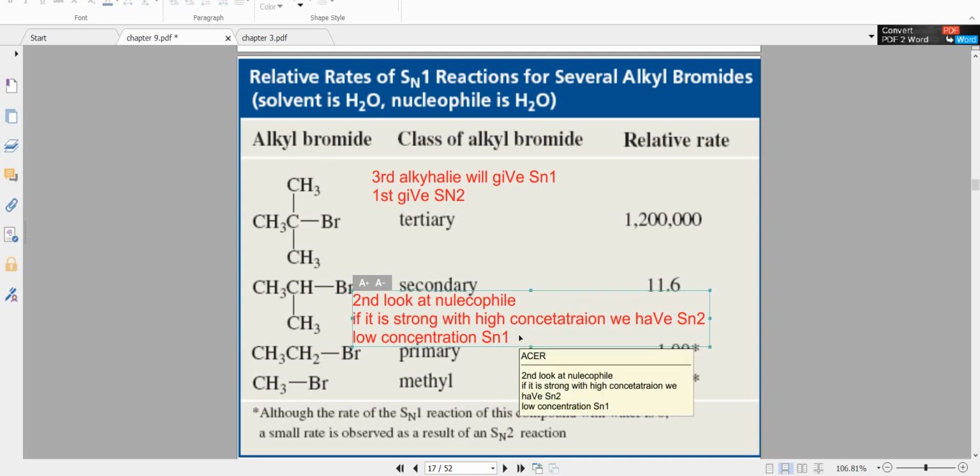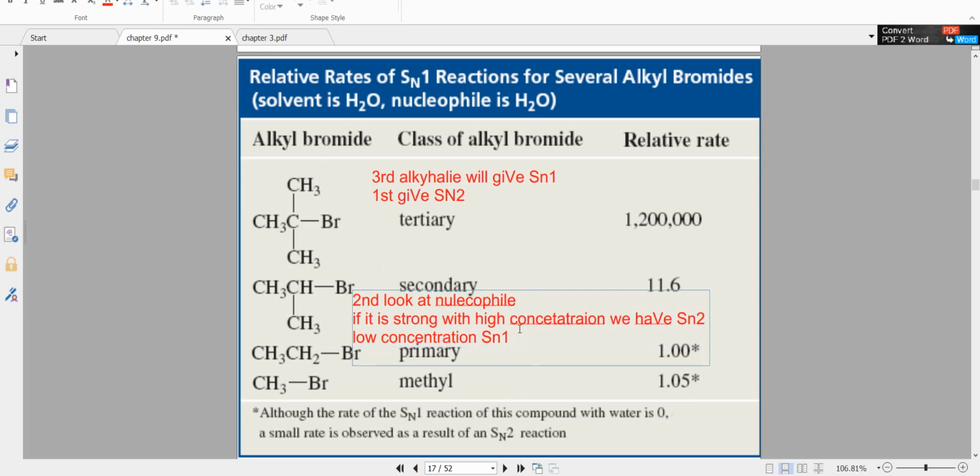We need to look at the solvent. For the nucleophilic substitution reaction, we need to use a polar solvent, because the nucleophile is polar, so we need to dissolve the nucleophile. For example, sodium hydroxide needs to be dissolved in a polar solvent. So we have to use polar solvent for these reactions.